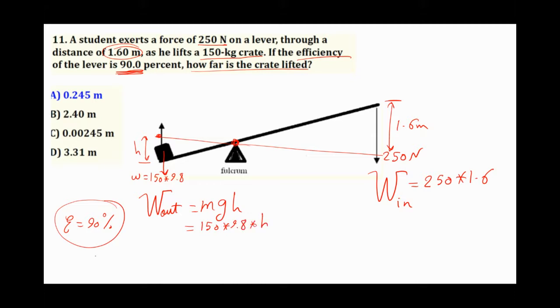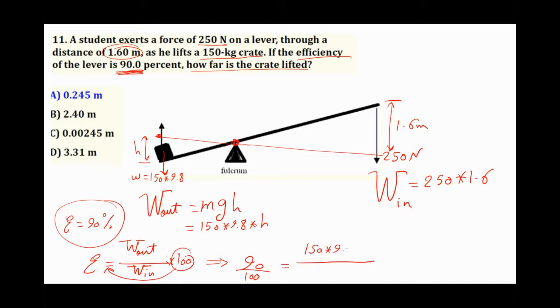What is the relation between both? Efficiency equals the output work over the input work, times 100. So I will say 90%. I can take the 100 to the other side. So 90 over 100 equals the output work divided by the input work. Very easy, you can solve it to find h. So the h will be 0.245 meter.